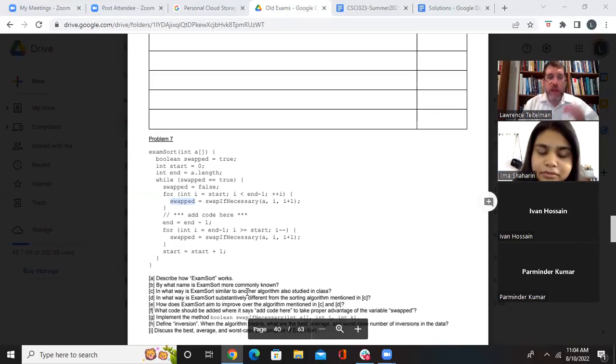Okay, what code should be added where it says add code here? So again, as Ilma said, we can exit, right? Implement the method swap if necessary. So basically you're just doing a swap, right? You're swapping the numbers. In Python, that's a one-liner. In most languages, we do that in 3 lines, right? We set a temp equals A of J, A of J equals A of K, A of K equals temp, something like that.